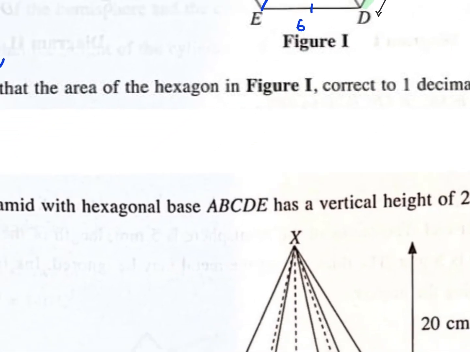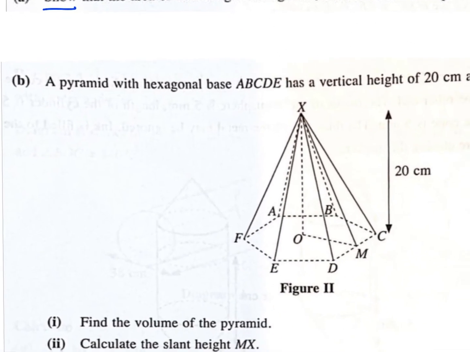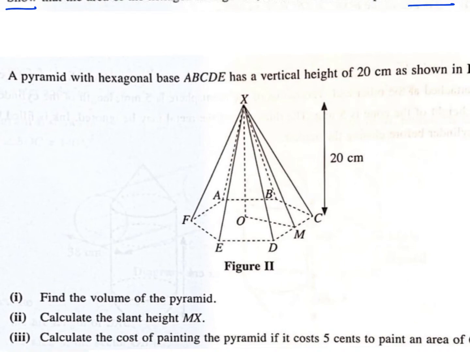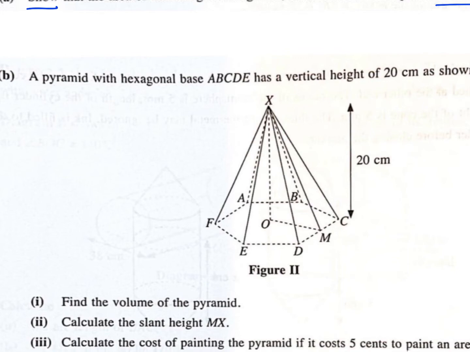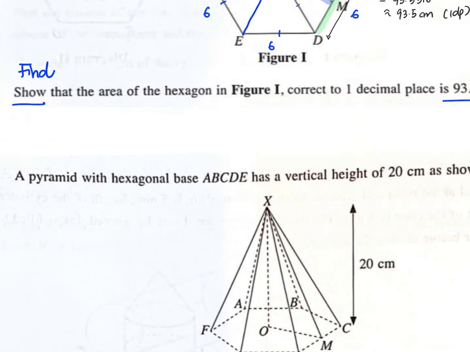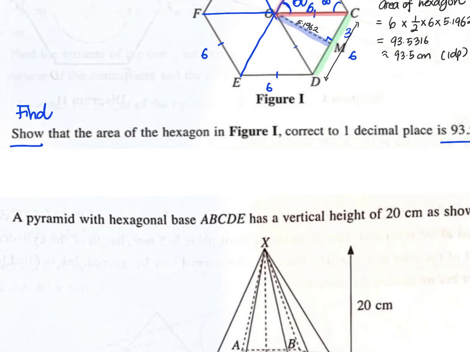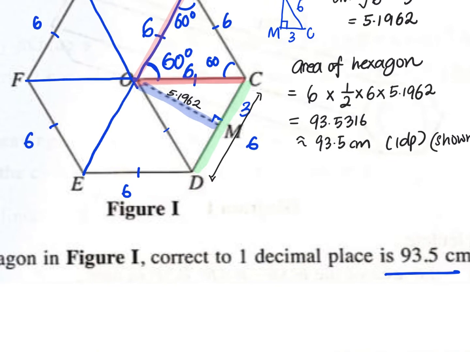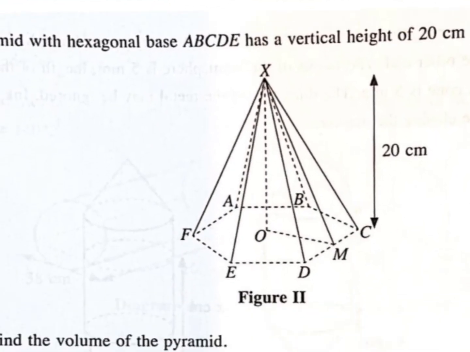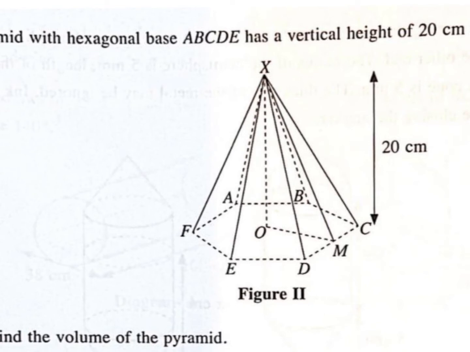Part 2. This pyramid with the hexagonal base has a vertical height of 20 cm. Inside this figure, what are the things that we know that can be transferred from the base to the new diagram over here? Number 1, we found the base area of the hexagon to be 93.5316. So I'm going to indicate that the base area is 93.5316. That's my base area.